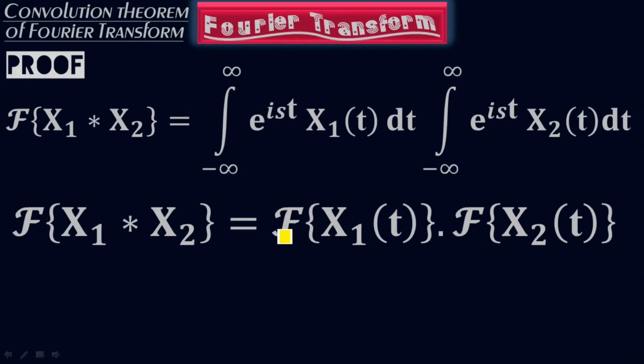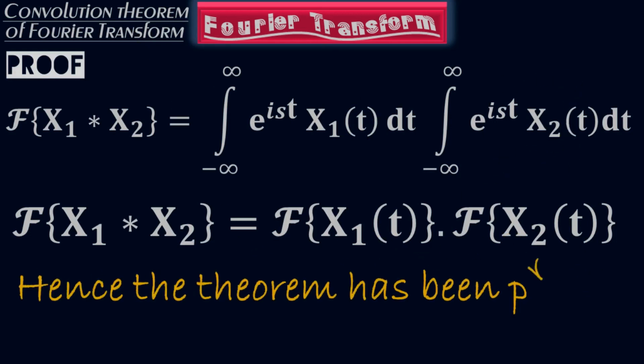So the Fourier transform of x sub 1 of t times, what about this? It is nothing but the Fourier transform of x sub 2 of t. So what is my function? My function is x sub 2. For f of x, I'm going to put x sub 2 of t. So it is the Fourier transform of x sub 1 of t times the Fourier transform of x sub 2 of t. Hence, the theorem has been proved.